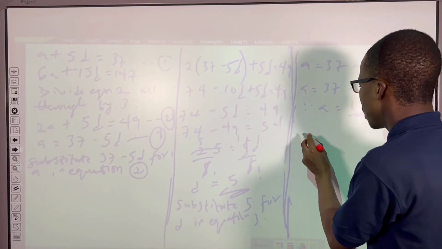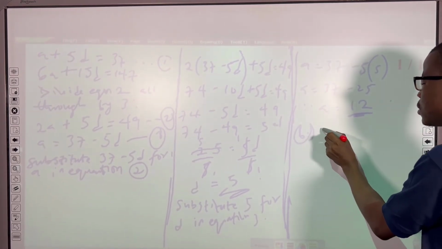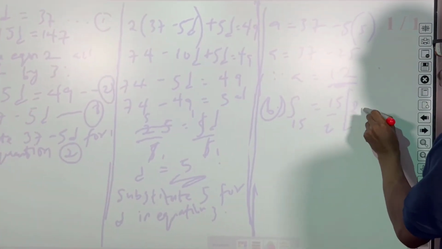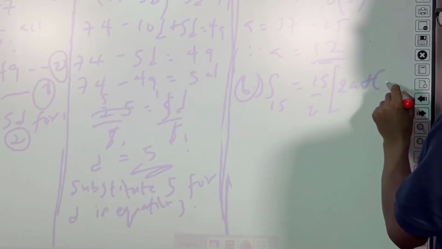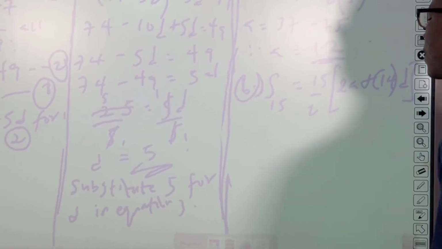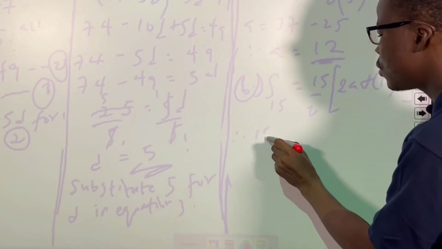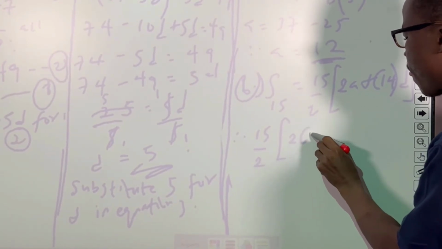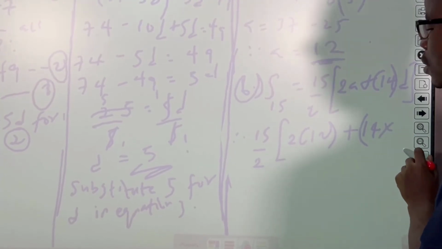terms. How do we solve for that? S subscript 15, that's going to be 15 over 2, open bracket 2a plus open bracket n minus 1, that's going to be 15 minus 1, 14d. So we've gotten our a and we've gotten our d. So we say that's going to be 15 all over 2, open bracket 2a. Our a is actually 12 plus 14. What's our d? Our d is 5.